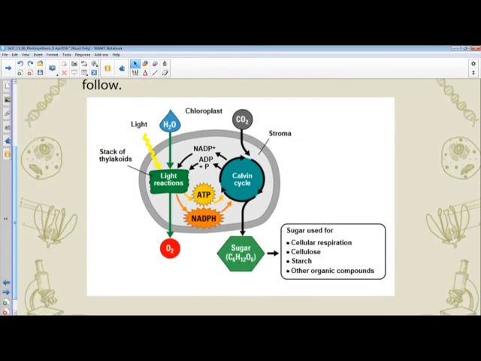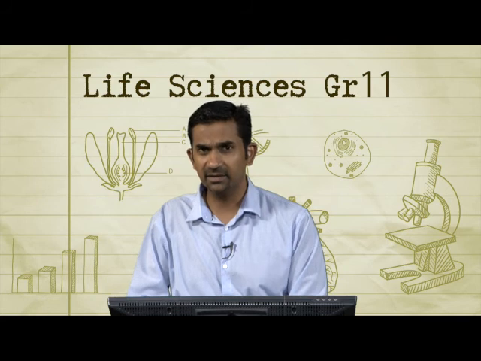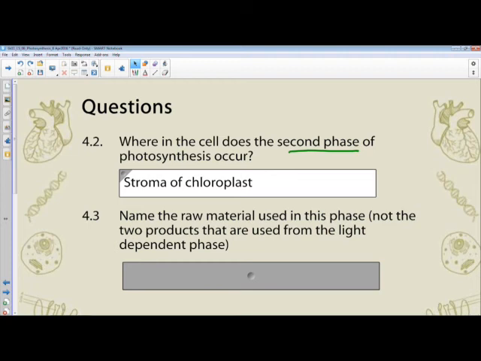Okay, so we're going to get through 4.2. Where in the cell does the second phase of photosynthesis occur? We looked at the diagram, and we said here we're looking at two phases, the light dependent phase and the light independent phase. So where in the cell does the second phase of photosynthesis occur? If you quickly chat to your friends, you'll remember that it occurs in the stroma, in the liquid medium.